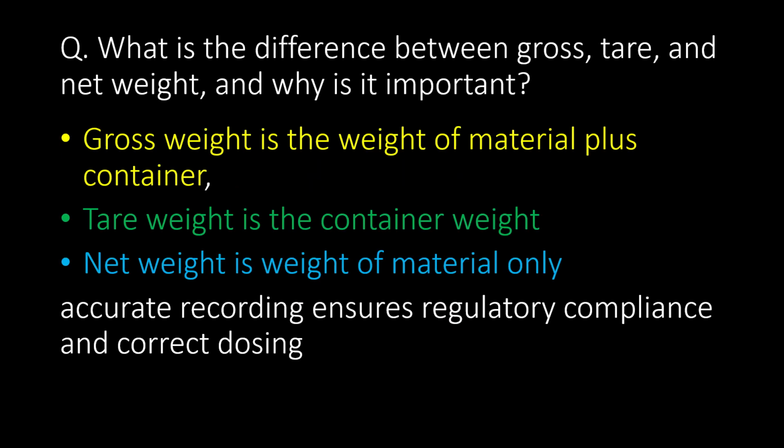A very frequently asked interview question: what is the difference between gross, tare and net weight, and why is it important? Gross weight is the weight of material plus container. Tare weight is the container weight and net weight is the weight of material only. Accurate recording ensures regulatory compliance and correct dosing.